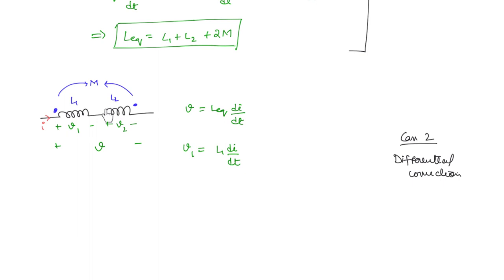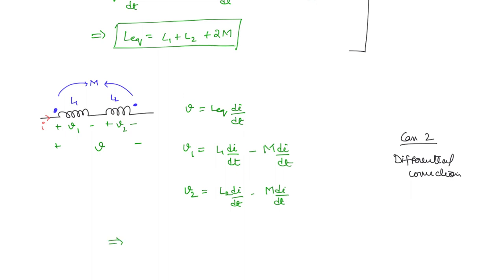The current through the second coil is leaving the dotted polarity. So here the dotted polarity will become negative. But here we have taken a positive polarity, so it will be negative, minus M di by dt. In a similar manner, V2 also you will get L2 di by dt minus M di by dt.